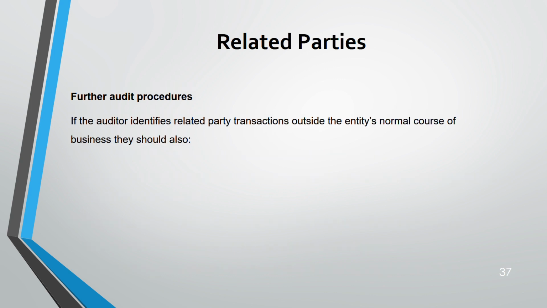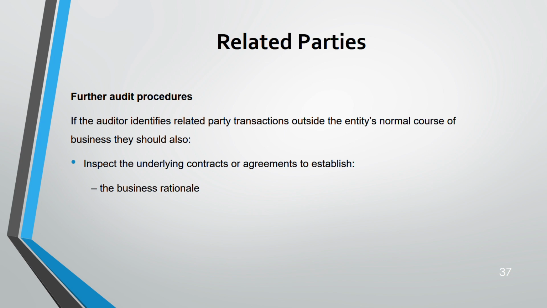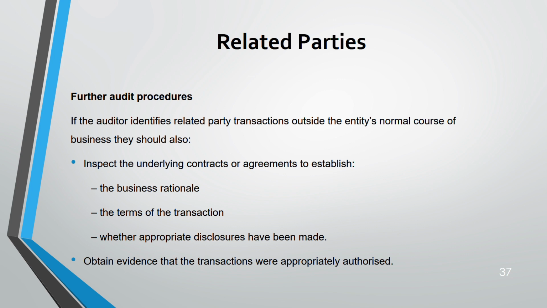If the related party transaction is outside the normal course of business, the auditor should do this. Number one, inspect the contract to establish the business rationale. Through the contract, you will see what the business reason is. Second, the terms of the transaction. Third, whether disclosure has been made. Obtain evidence that the transactions are properly authorized.